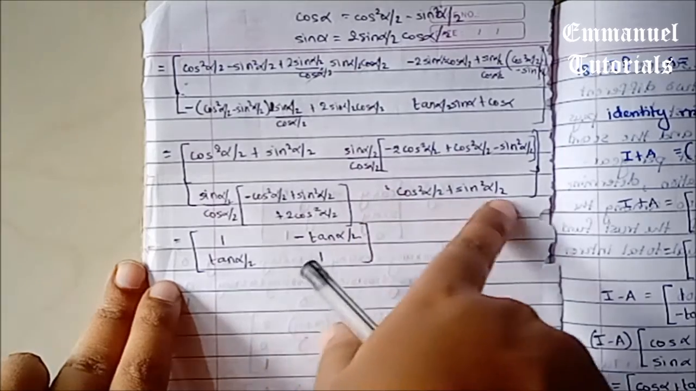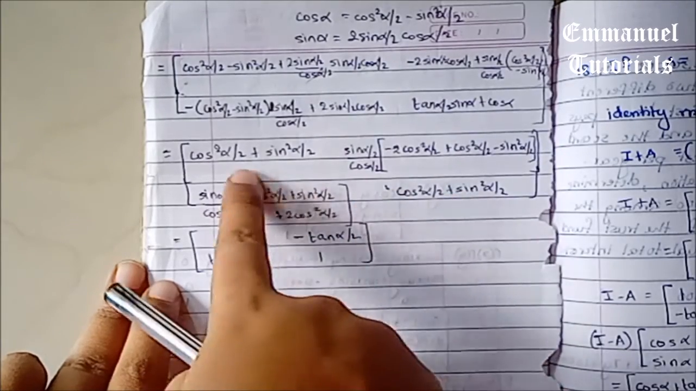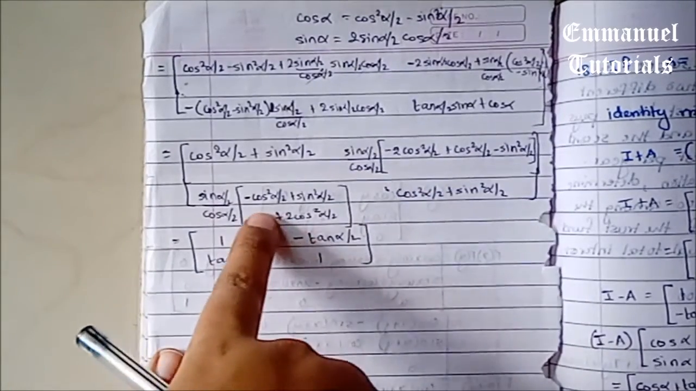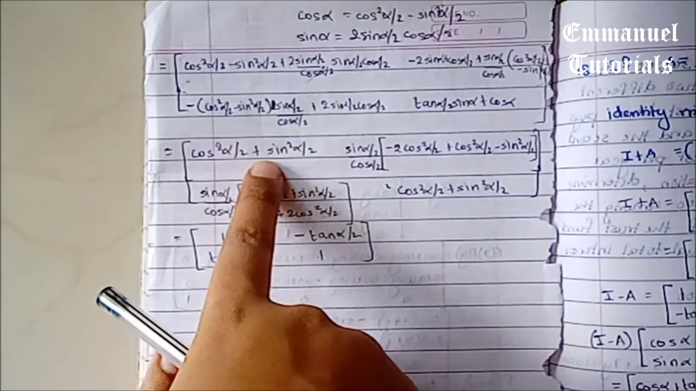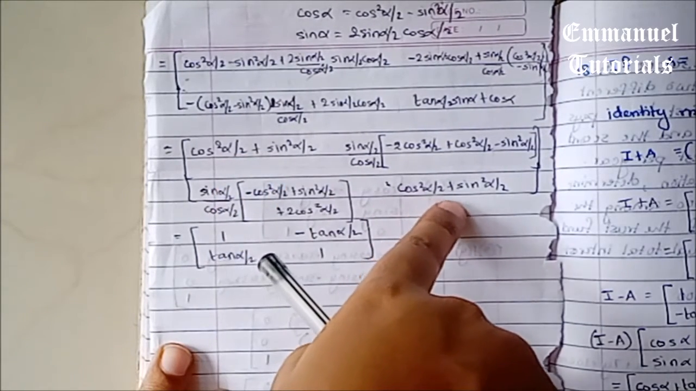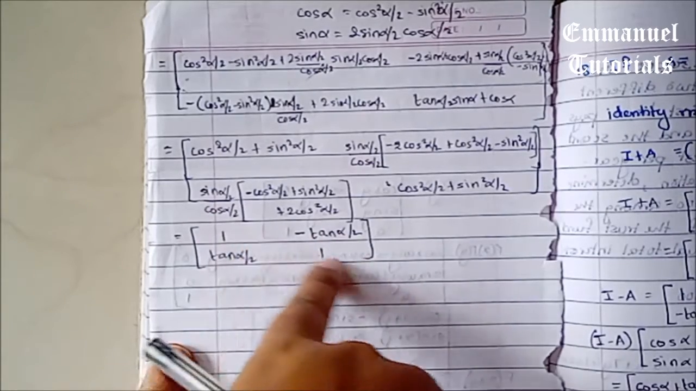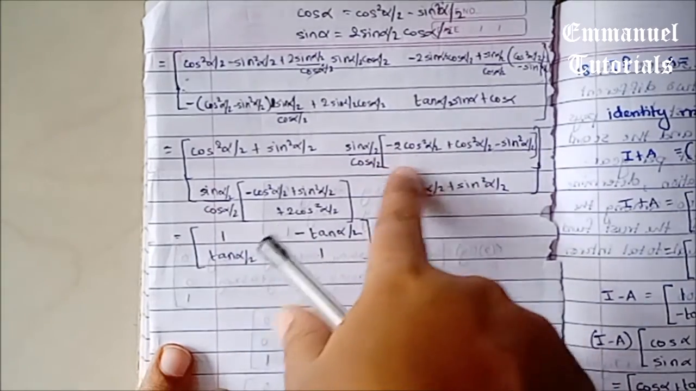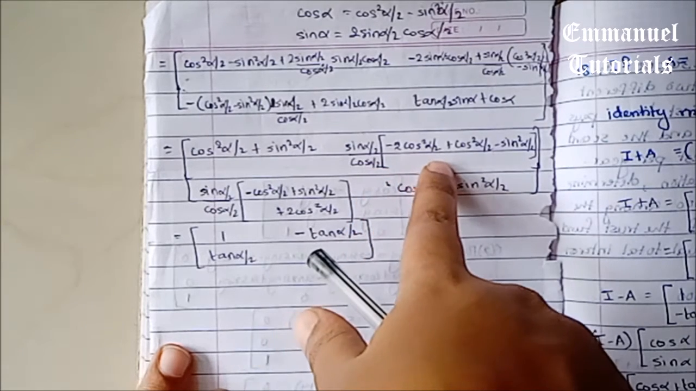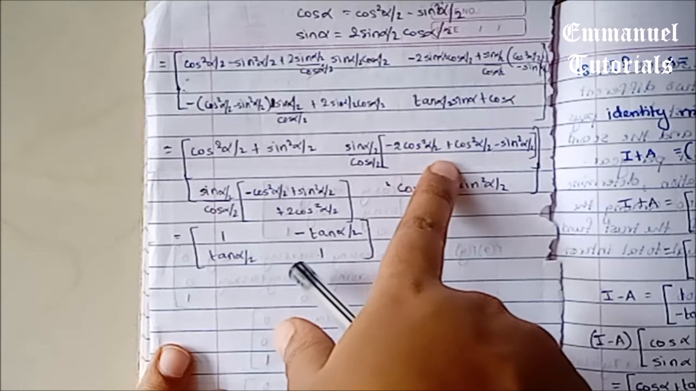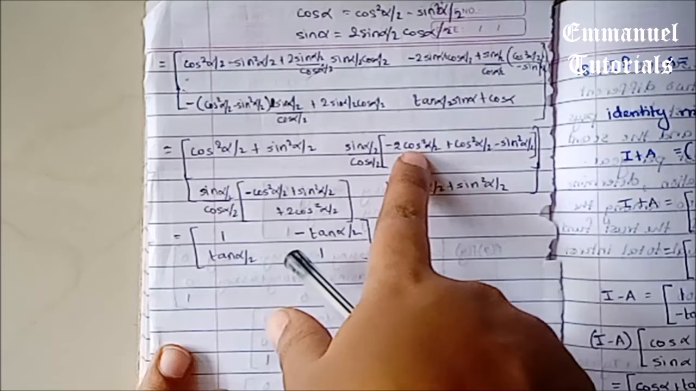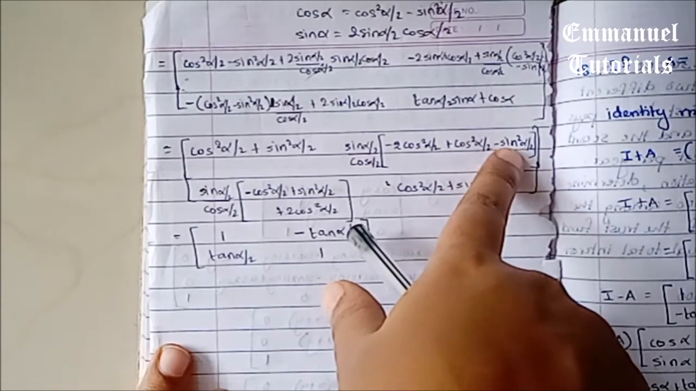And here we have just substituted the same thing, because the first and the fourth term are the same. Now you know the trigonometric identity: cos square alpha by 2 plus sine square alpha by 2 is 1. Similarly, cos square alpha by 2 plus sine square alpha by 2 is 1. So you can just substitute that over here. And this sine alpha by 2 upon cos alpha by 2 is tan alpha by 2. And minus 2 cos square alpha by 2 plus cos square alpha by 2 is minus cos square alpha by 2. And then again you have a minus sine square alpha by 2.